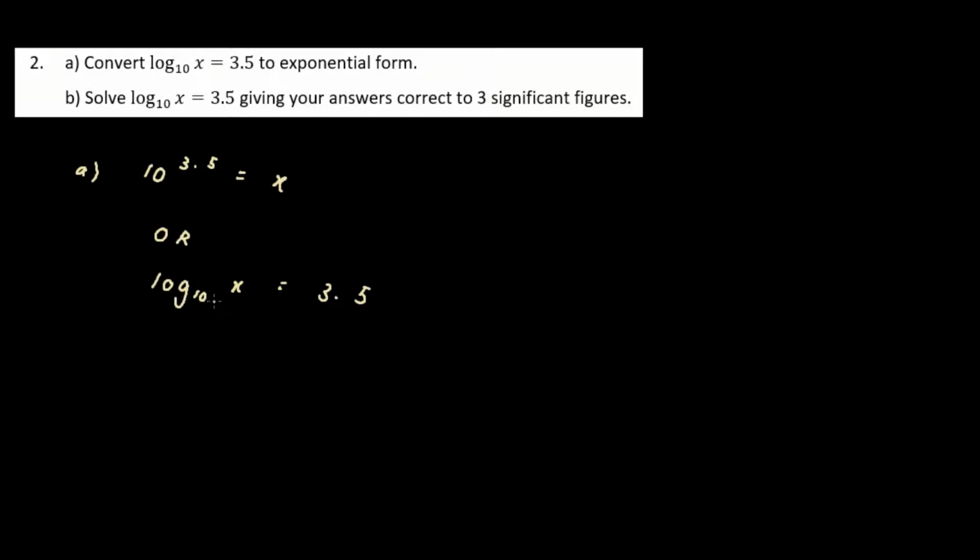So meaning that, if you want, you can try to change log 10 x, same thing. Okay, so meaning that you are trying to put both sides as an exponent of 10. So 10 to the power of log 10 x will give you x, then after that 10 to the power of 3.5. So you can see you get the exact same answer.